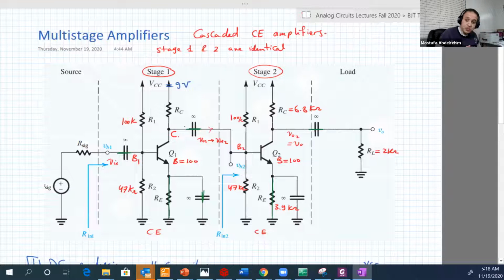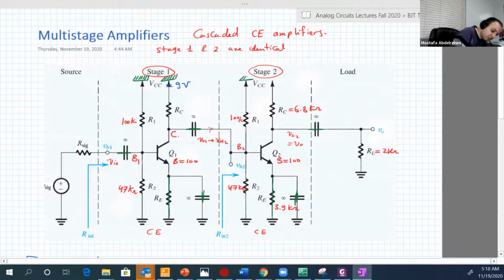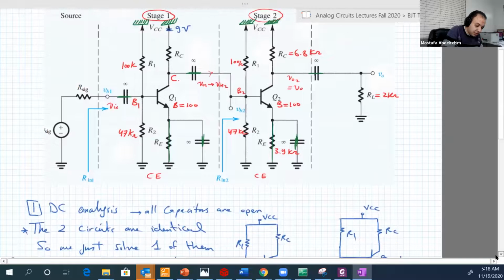So now both stages are connected, not like DC. And this is also shorted here. What else? Then we cancel DC sources. So we'll cancel VCC. So VCC will be just a ground. And now let's draw the AC equivalent circuit.